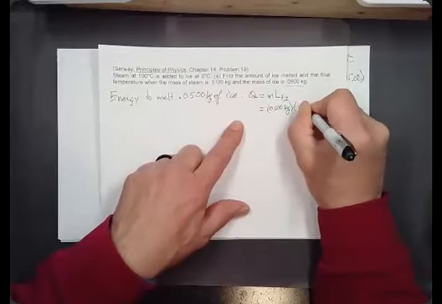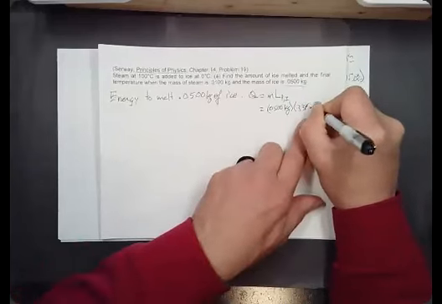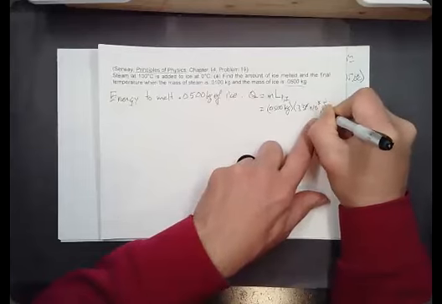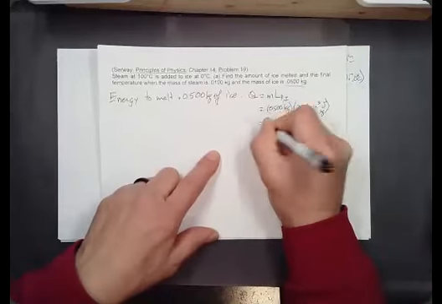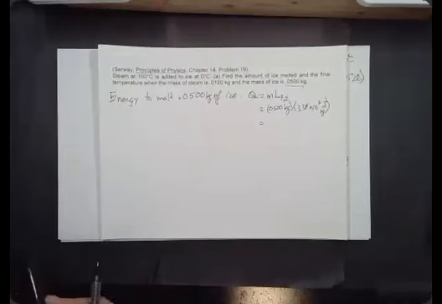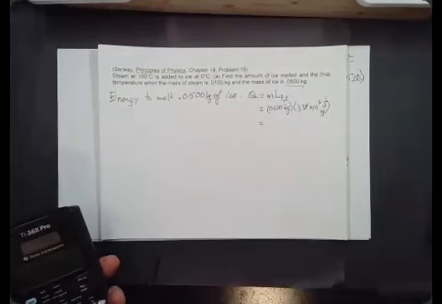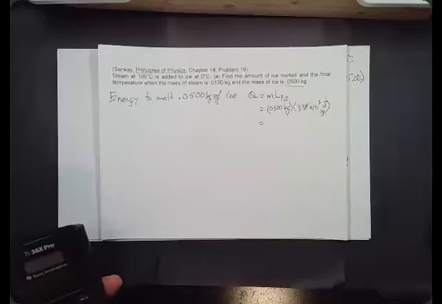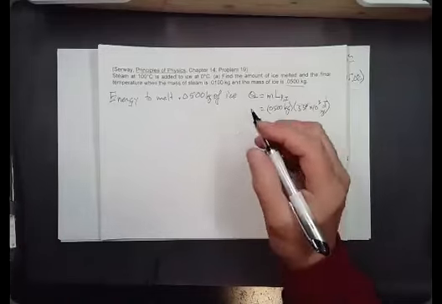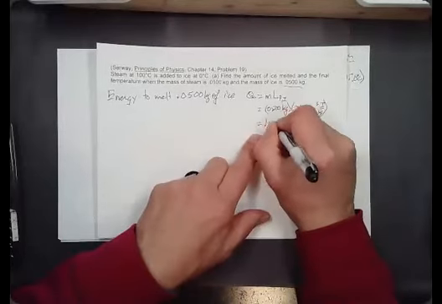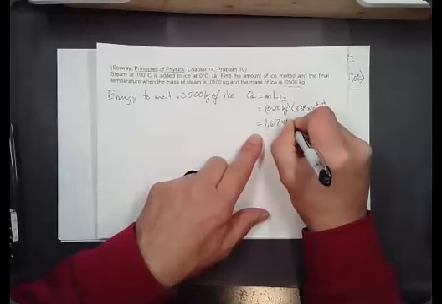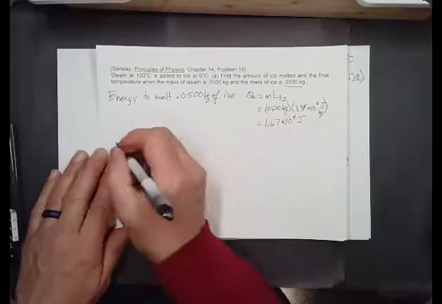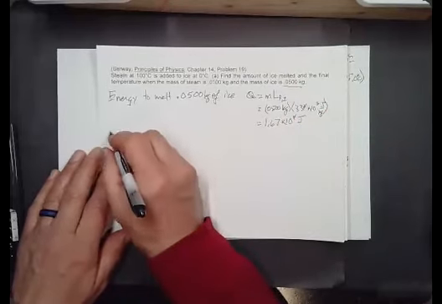Times that 334 times 10 to the third joules per kilogram. And so the heat to melt that much ice isn't any big deal, but it comes to 1.67 times 10 to the fourth joules. Okay, so that's part one.